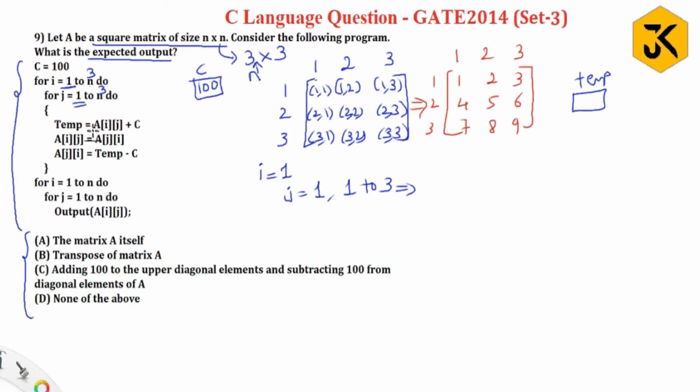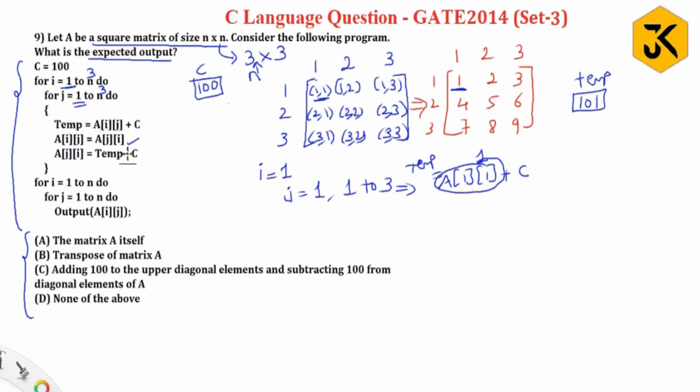They have declared one temp variable and they are saying temp equals a of i j plus c. A of i j means i value is 1, j value is 1, so a of 1 1 plus c. That value will be updated to temp. First step I will explain clearly. Temp equals a of 1 1 plus c. A of 1 1 is what? This one, right? That means this value is replaced with 1 plus c. C value is 100. 100 plus 1 is 101.